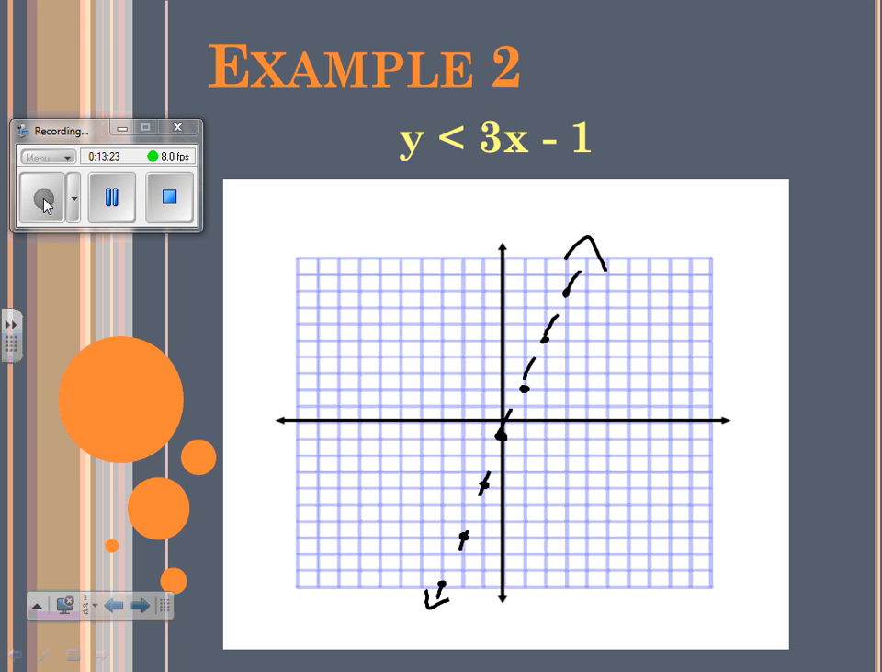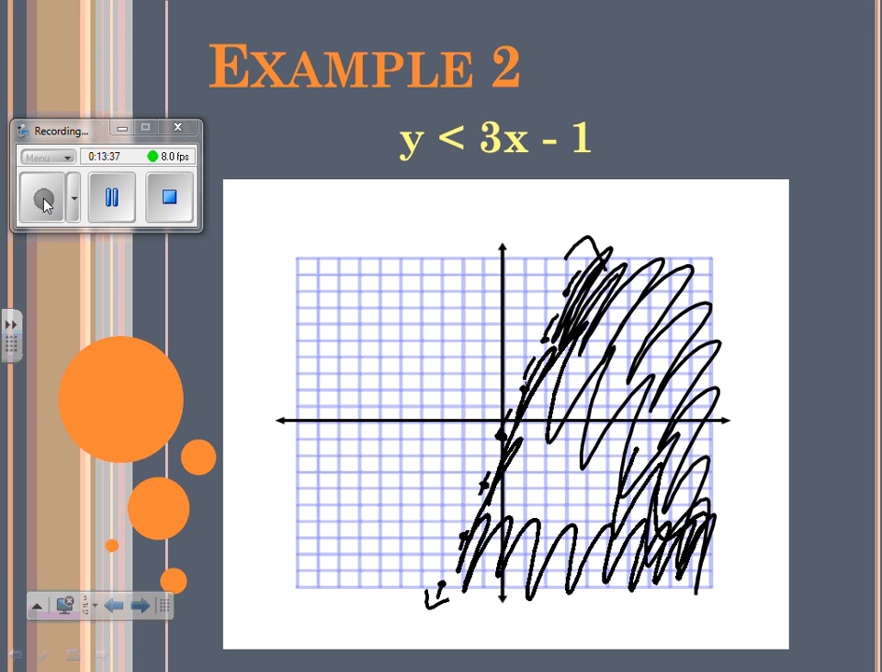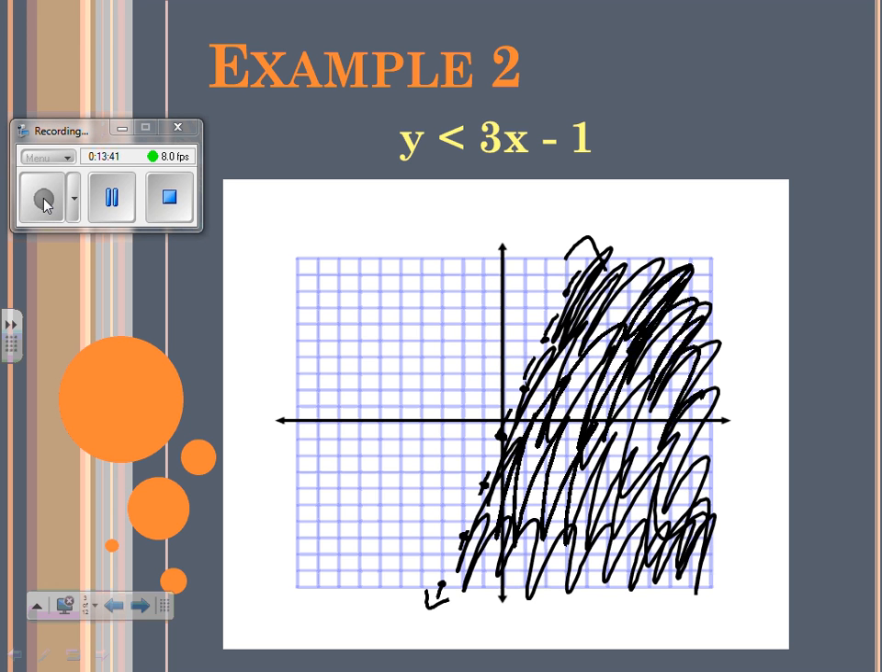So, do I shade A? Do I shade B? B. So you want all of these points. Okay?